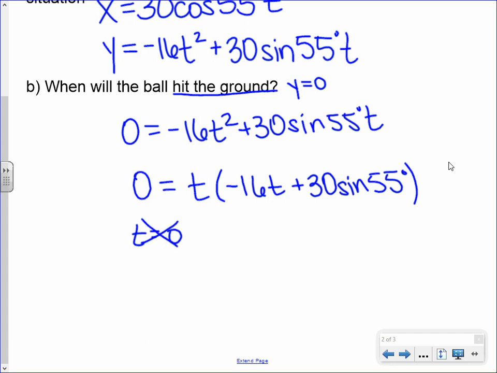This is the one you need to solve: negative 16t plus 30 sine of 55 equals 0. Please do that in your calculator and compare it to your neighbor. Let's see what time this happens.